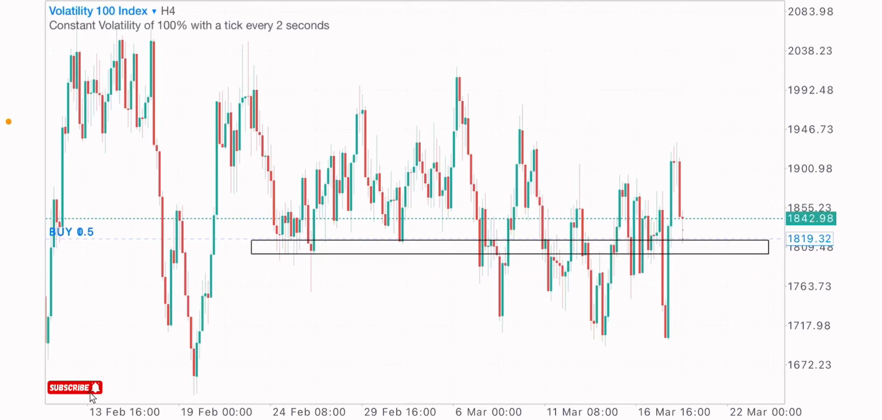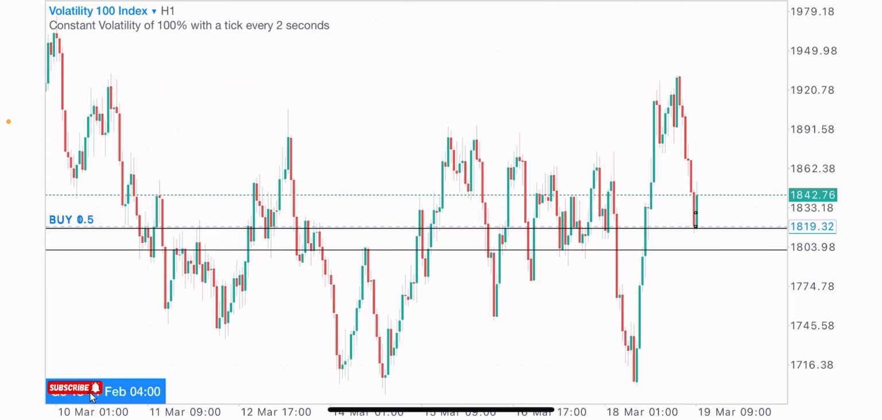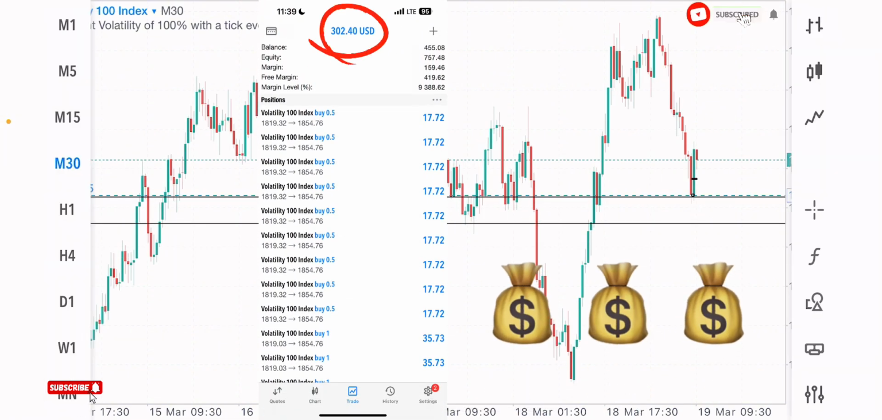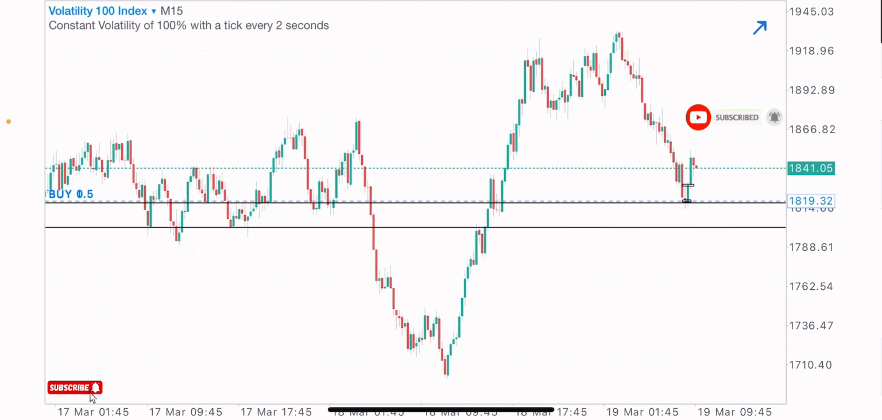In the last video, or I think the last two videos, I did the market analysis on volatility 100 index, and I told you guys that I'm bullish on this index. Basically, I'll be looking out for buy opportunities on V100 index. So today I took a buy trade on this index by identifying a nice buy level.